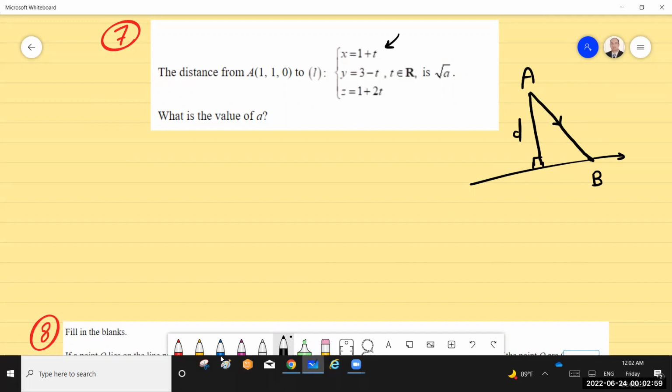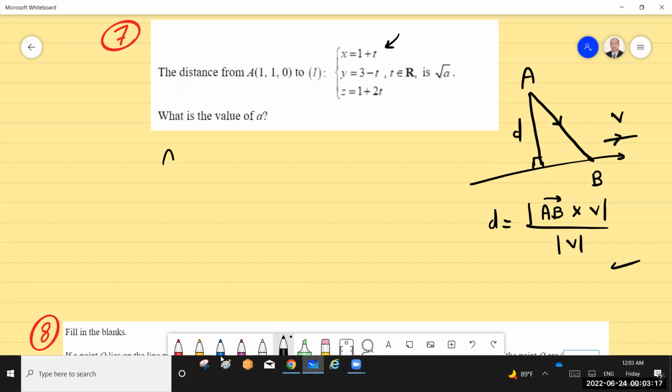You multiply this vector. I have a formula: the distance is the magnitude of the AB vector cross v, the direction vector, over the magnitude, or the norm, of v. Consider this line has a direction vector v. This is the distance. Let me start.